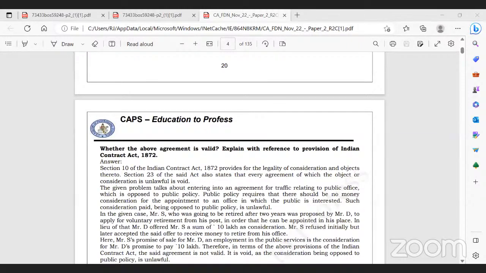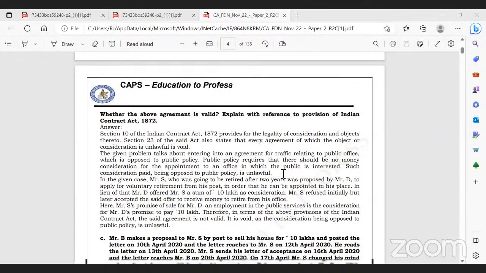So the conclusion is Mr. D will not be able to enforce it. And this is a case similar to Muthuswami versus Swaminathan. I had done the case law with you also when I discussed this. So you'll have to write that all, if you remember the case law. If you don't remember the case law, it's okay. But I discussed the same case law with you when I discussed agreements opposed to public policy. So you'll write facts of the case, provisions of the act, analysis and conclusion.